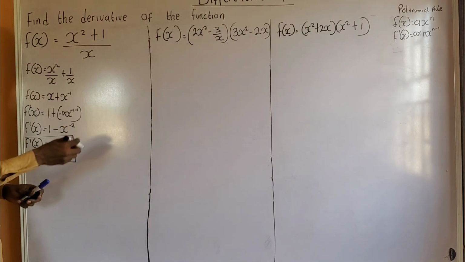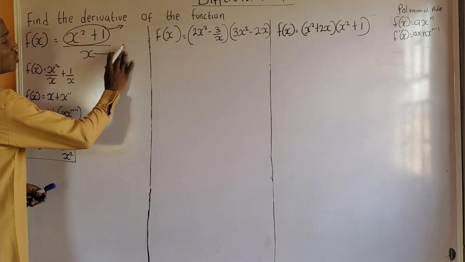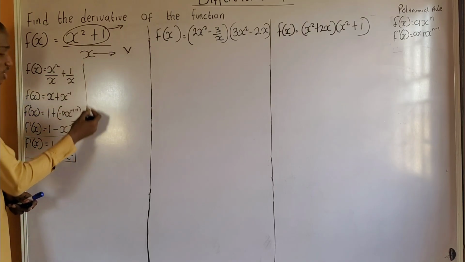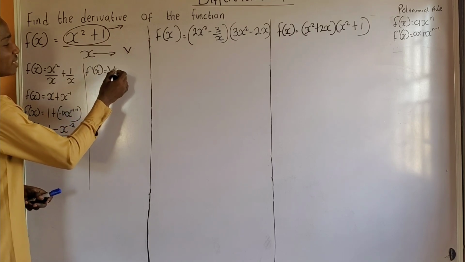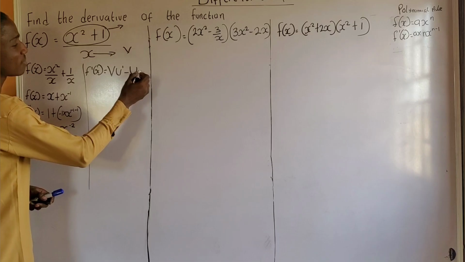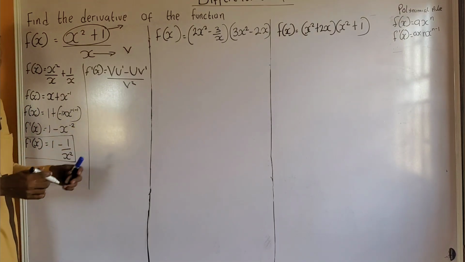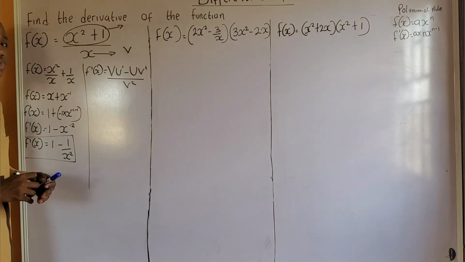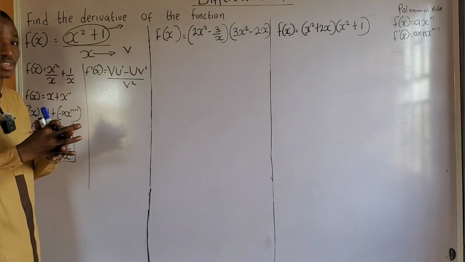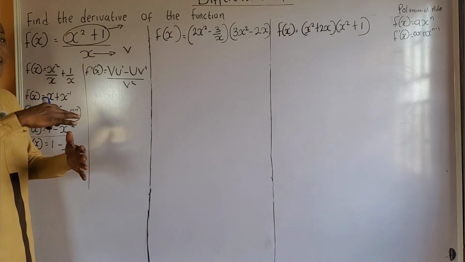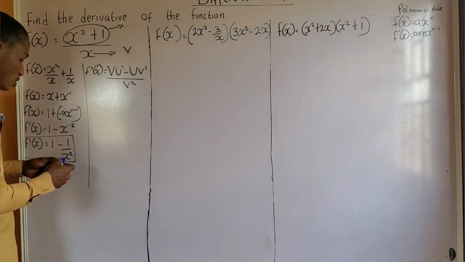Now, the numerator of this function is u, and the denominator, you call it v. According to the quotient rule, the derivative of f of x is equal to v multiplied by the derivative of u minus u multiplied by the derivative of v, all over v squared, okay? This rule that you see here is called the quotient rule. Don't forget, you only use the quotient rule when the function that you're asked to differentiate is in quotient form. Do you understand? If the function has a division, you can make use of the quotient rule to differentiate the function. Okay, now let us proceed.